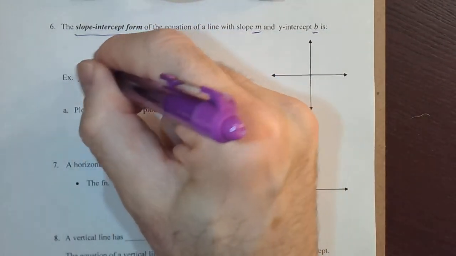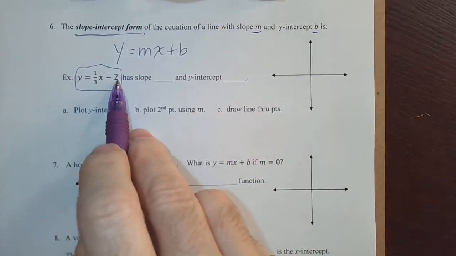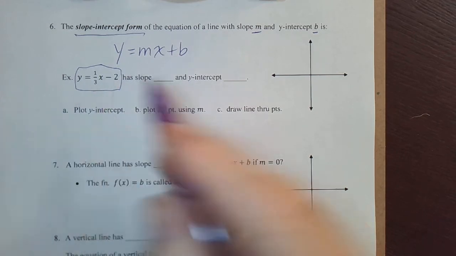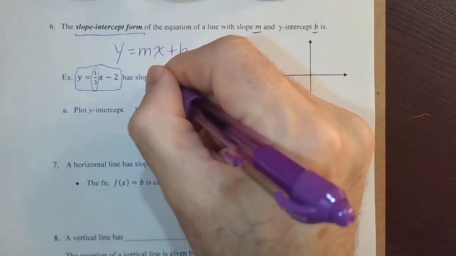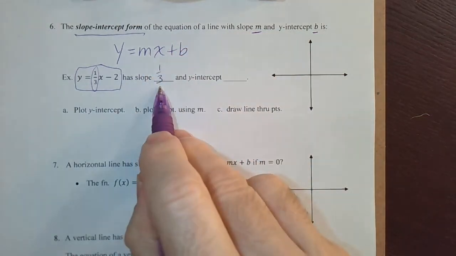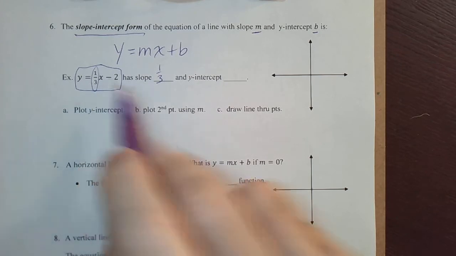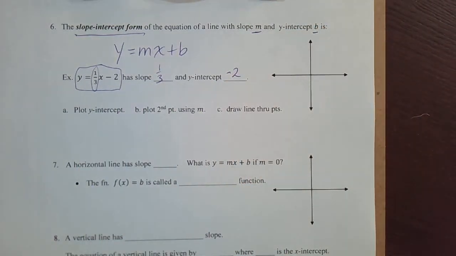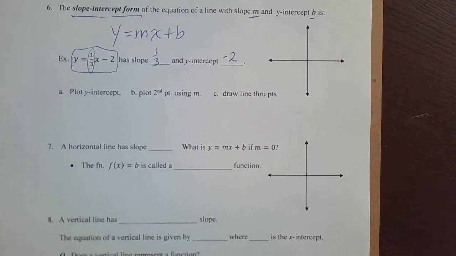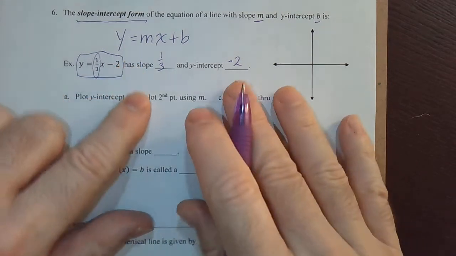So here's a real simple example. Y equals 1/3 x minus 2. Well, what's the slope? The slope is what's being multiplied by x. So 1/3, that's my m. And the b, the y-intercept, would be not a 2, but it'd be -2. Very simple.